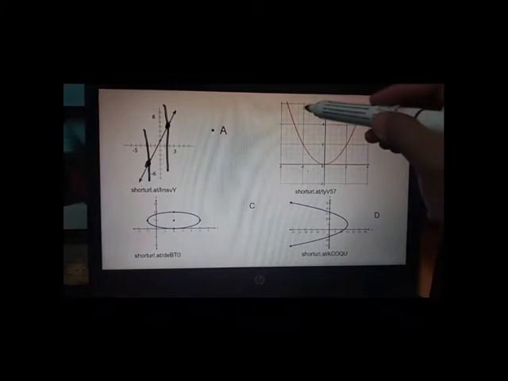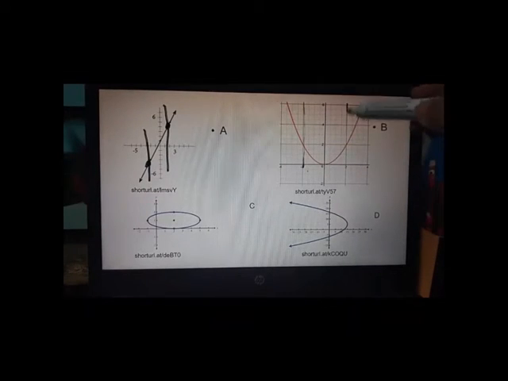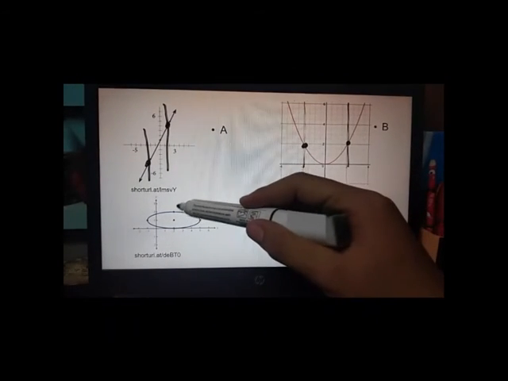This one. How many times does it intersect? Only once. Is it a function? Yes, it is a function. How about this?